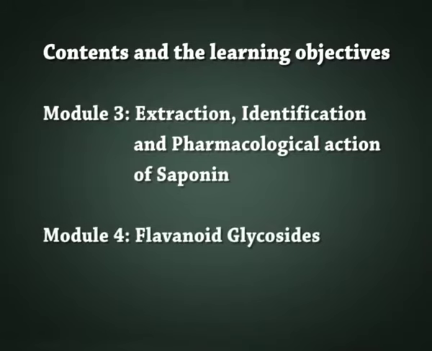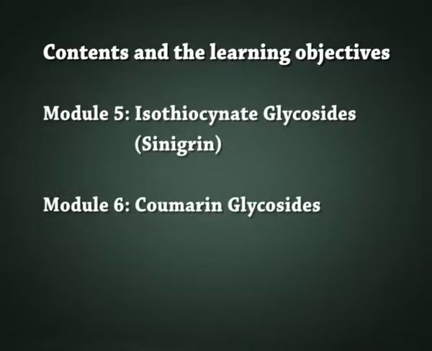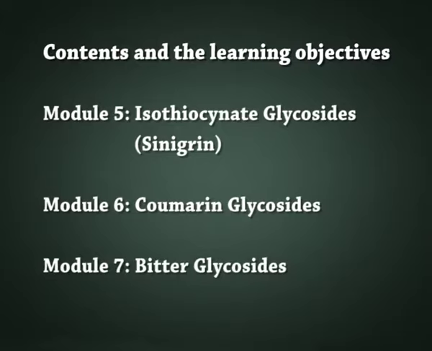In module 4, we are going to discuss the flavonoid glycosides. In module 5, we are going to look at the isothiocyanate glycoside, giving extra importance to sinigrin as an example. In module 6, we are going to discuss the coumarin glycoside, and in our last module, we are going to talk about the bitter glycosides.